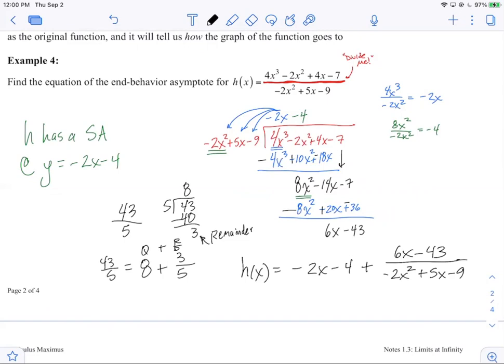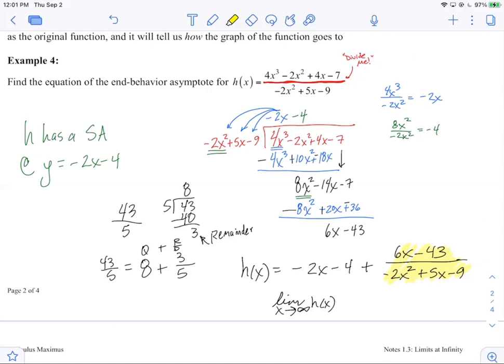Now, why did I finish that out? Well, watch this. If I take the limit as x goes to infinity of h of x, what is going to happen with this last piece right here as x goes to infinity? Or negative infinity, for that matter. It's going to get smaller and smaller, approaching 0, right? Because if I just look at that, that's x to the first over x squared. And anytime the bottom grows faster, the ratio goes to 0.